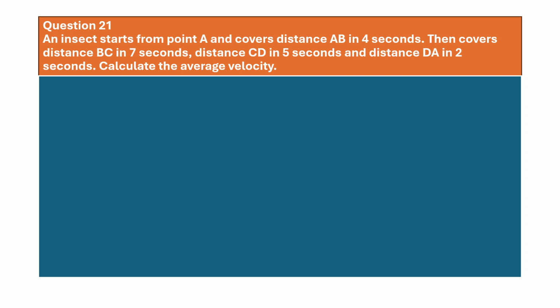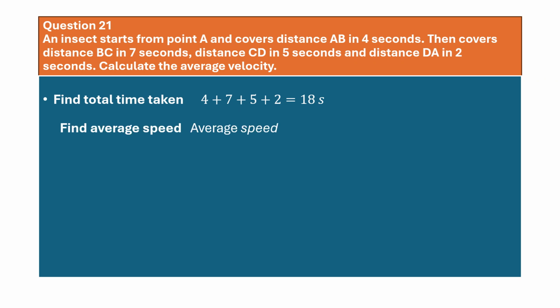Let's see question number 21. An insect starts from point A and covers distance AB in 4 seconds, then covers distance BC in 7 seconds, then 5 seconds and 2 seconds. Now you need to calculate the average velocity. For this, you need to find the total time taken, 4 plus 7 plus 5 plus 2, 18 seconds. Average speed, how do we find? That is total distance upon total time. That will give you 18 upon 18, that is 1 meter per second.